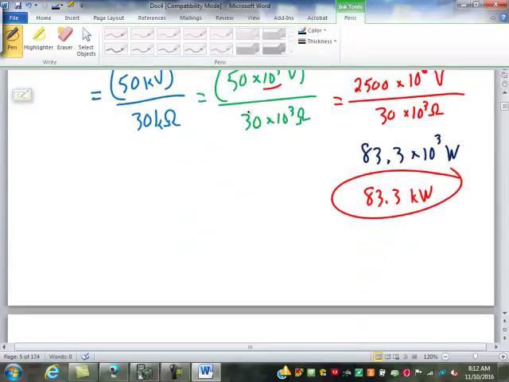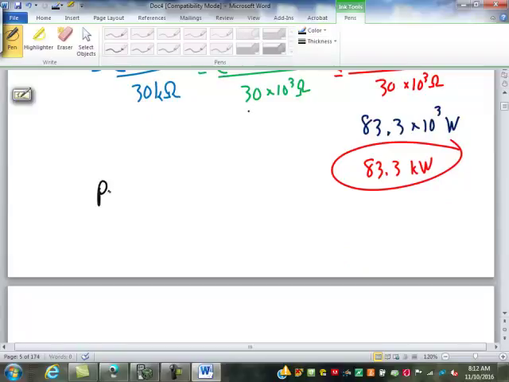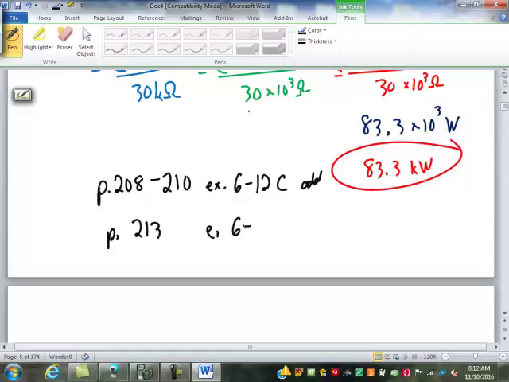So homework for you. Page 208 to 210, exercise 612C, 1 through 33, the odds. And on page 213, exercise 613C. Again, do the odds.